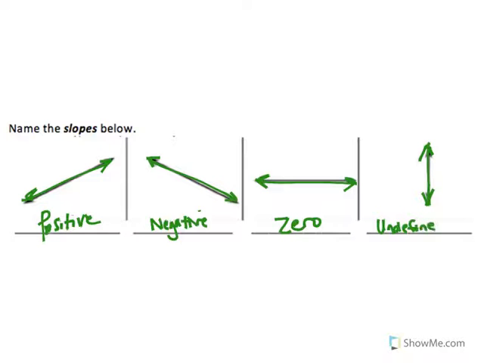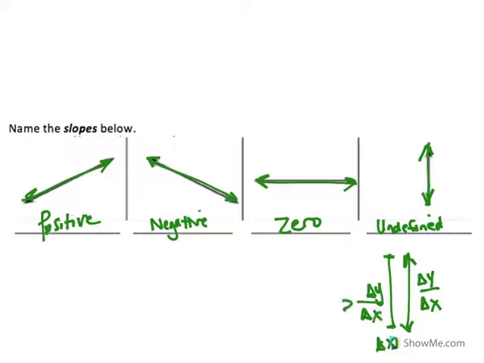Undefined. Now, why is a line that goes straight up and down called undefined? Because we don't know how steep this line is because it just goes straight up and down. There's no way of calculating the change in y over the change in x. We know the change in x here. We know the change in y here. But there is no change in x. So therefore, we can never divide something by 0, and we call it undefined.